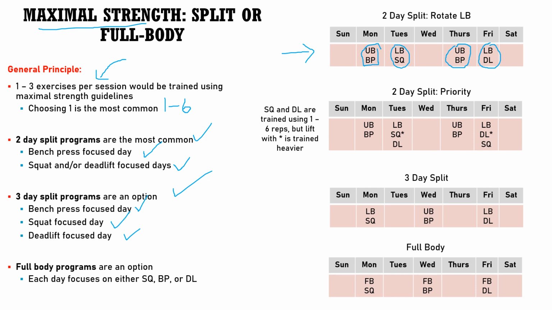Now, this can be spread out if we're talking about a split. So a lower body day where we squat, the upper body day we're going to bench press, and then this lower body day we're going to deadlift. And we might just keep rotating like that through our cycle.